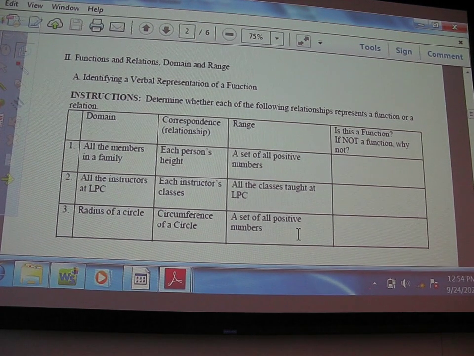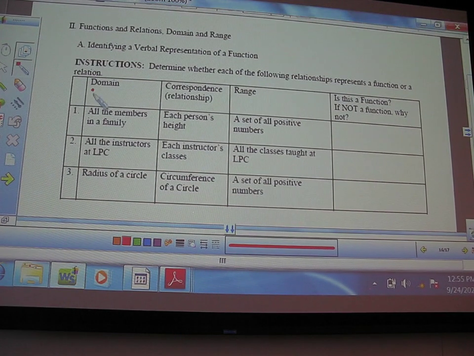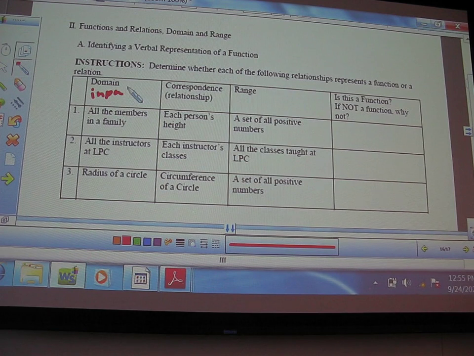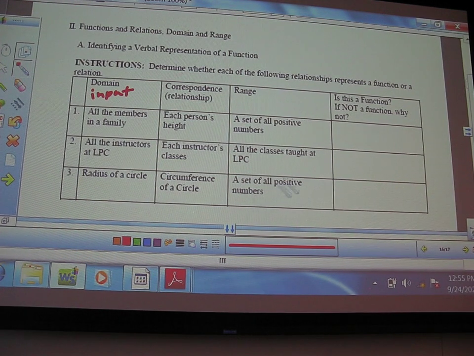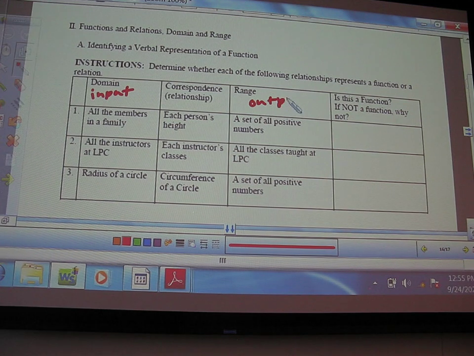Okay, so domain. Maybe below domain you might want to write input. Everybody write input below here. And then range, that's your output. Write down output there.